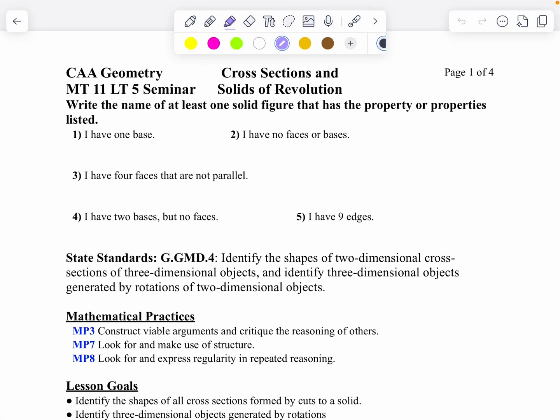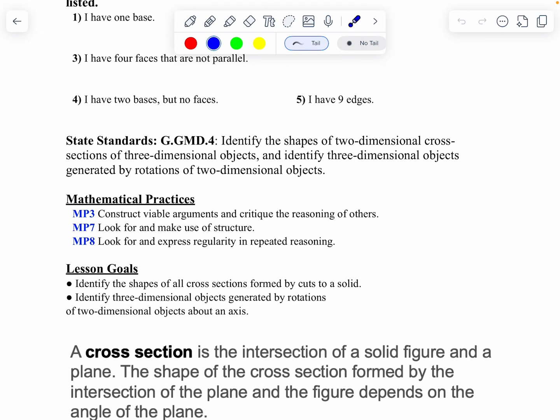Let's take a look at your MT11 LT5 seminar on cross-sections and solids of revolution. Before you start, do the first 5 questions, and then we'll either review them in class or use them as prior knowledge to help you out.